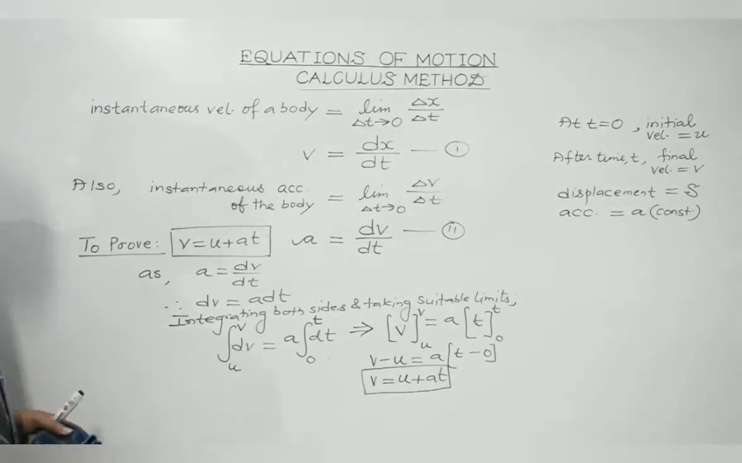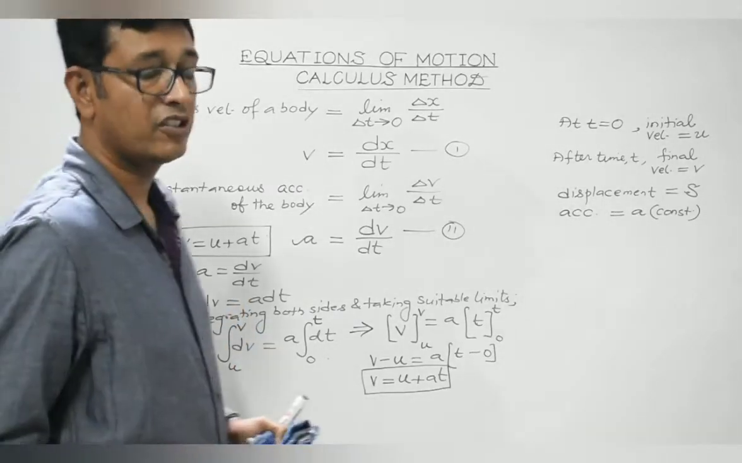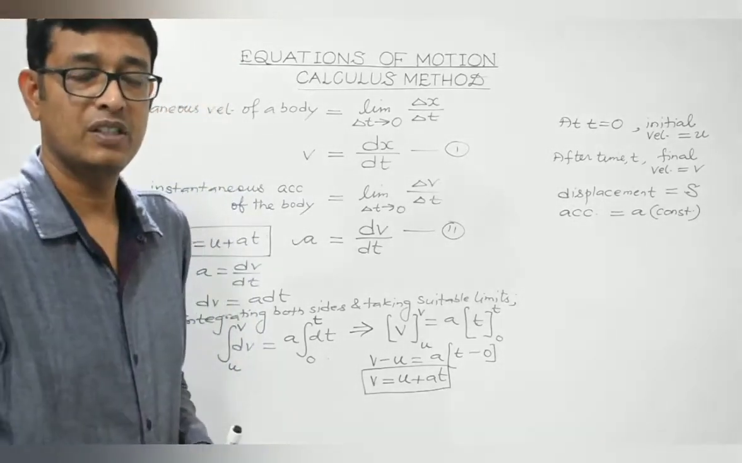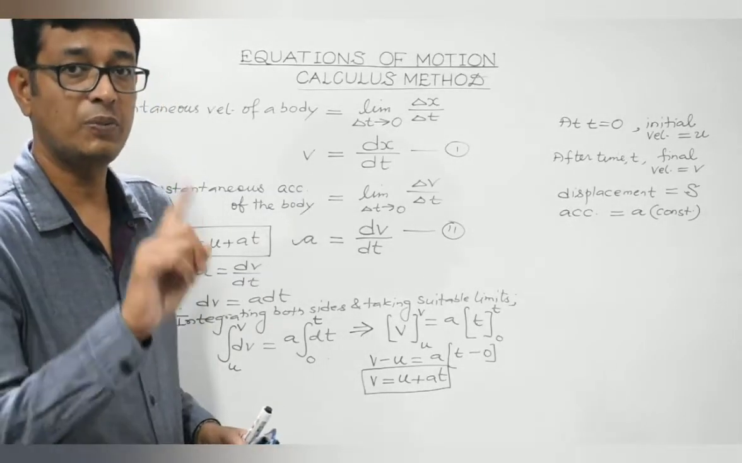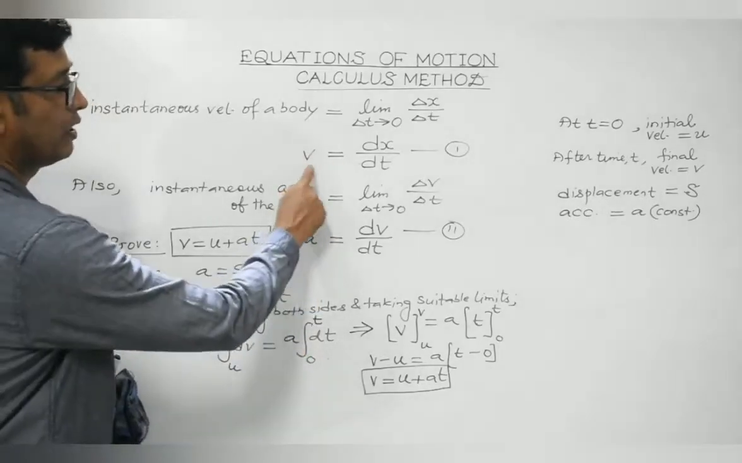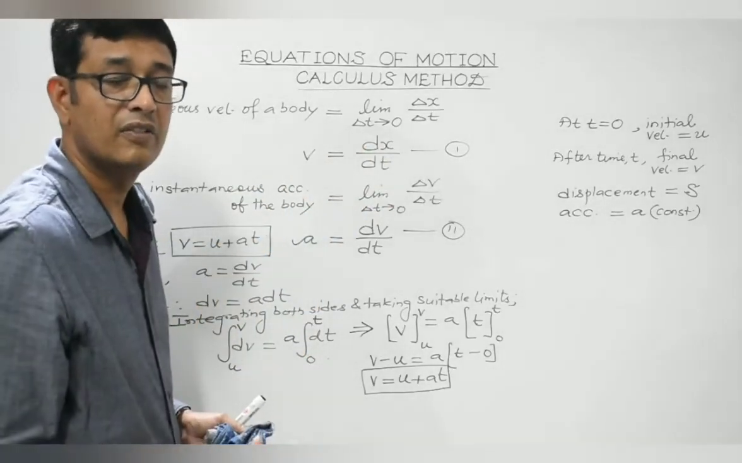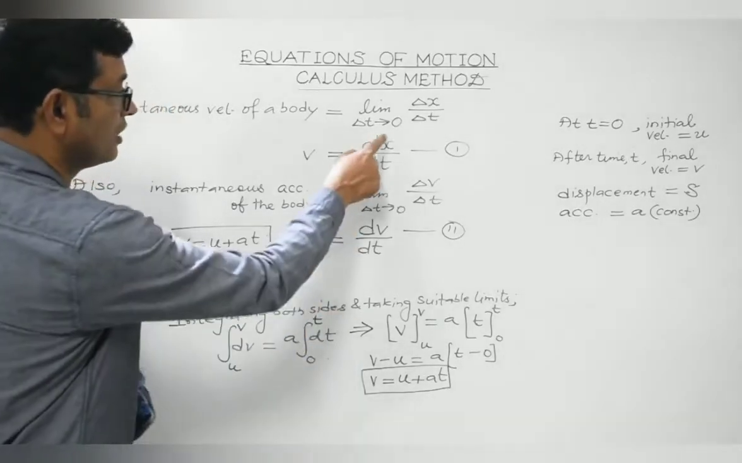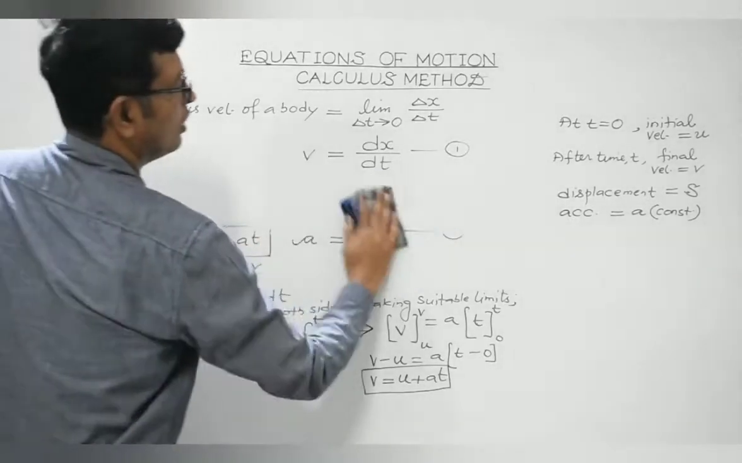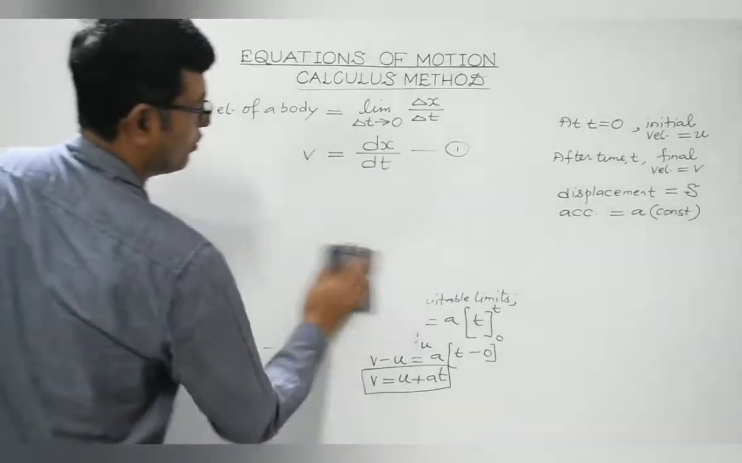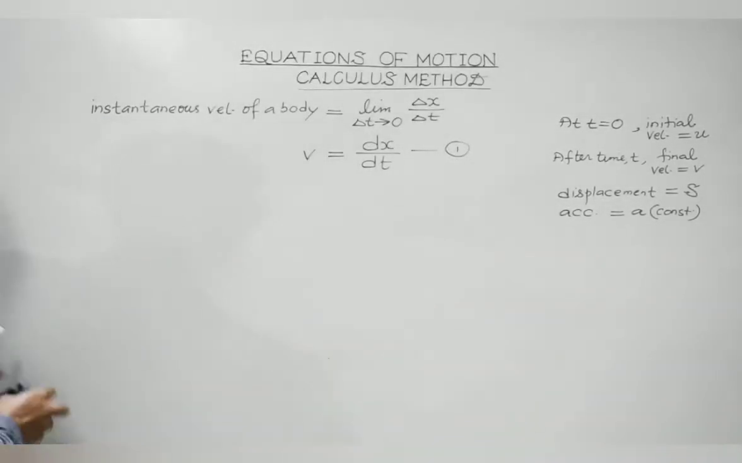Let's try to mathematically derive the second equation of motion, which is the displacement time relationship. It is s equals ut plus half at square. So displacement is involved. So we have to make use of this equation, which states that instantaneous velocity is given by the differential coefficient of displacement with respect to time. So let's try to derive the second equation of motion, which is the displacement time relationship, right?